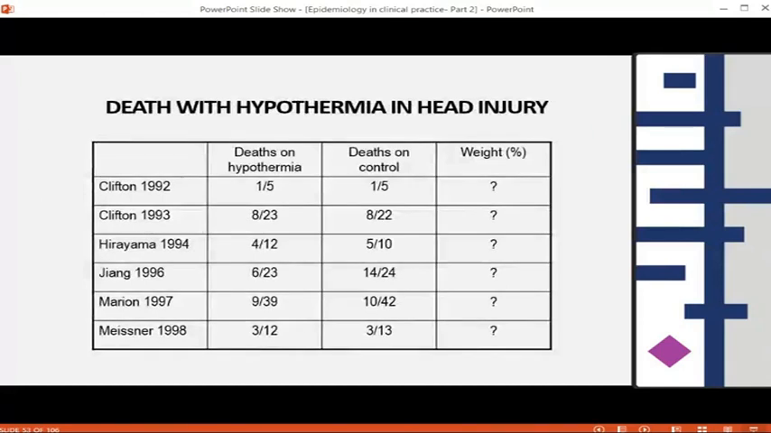Now, these are the individual results of the studies. We had said from the previous slide that the fourth study should get the most weight. But what you will find here is that the fifth study has got a larger sample size. So you might be tempted to think that the fifth study should be given more weight.